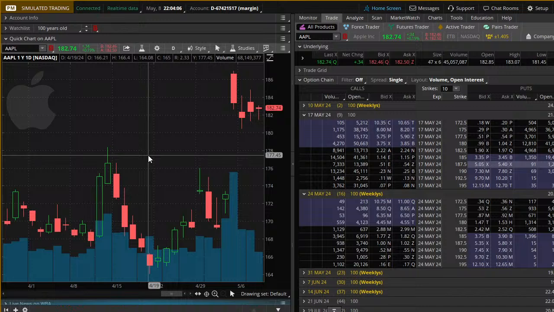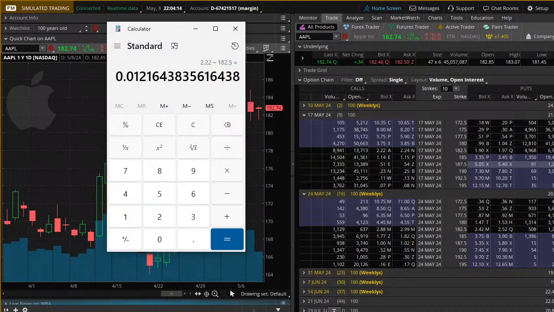Apple, the numbers: the 182.50 strike, $2.22. $2.22 comes to 1.2% for the week. Can I live comfortably on 1.2% per week? Well, 1.2% per week multiplied by 52 weeks in the year comes to a grand total of 63%. Where else can you get a 63% return on your money? I'm just talking about one company, Apple.